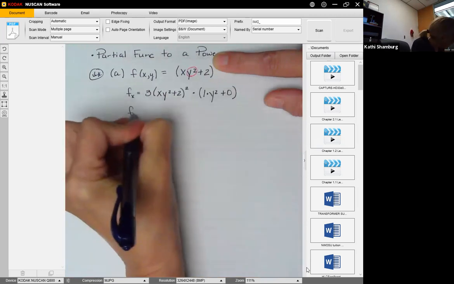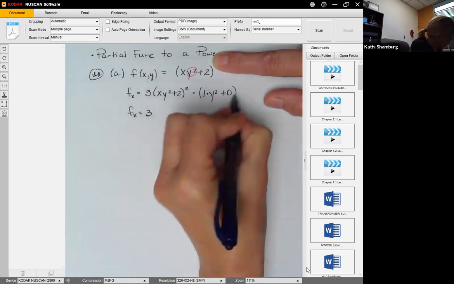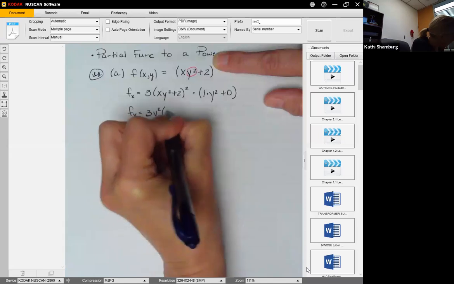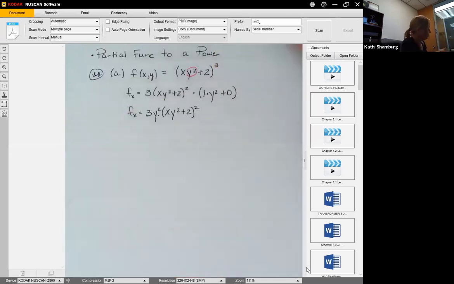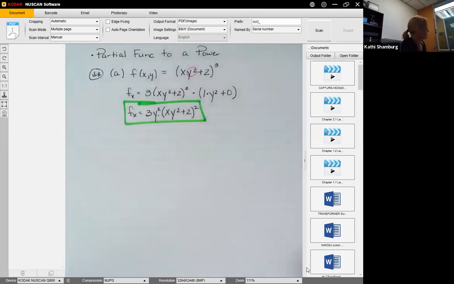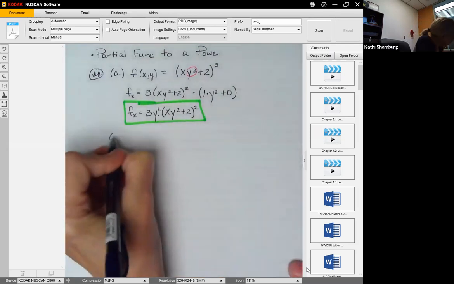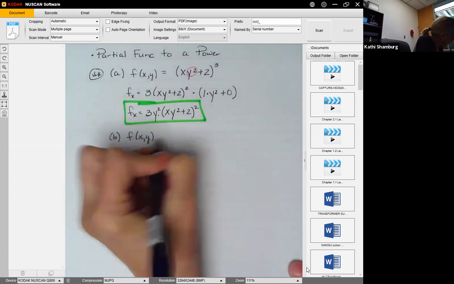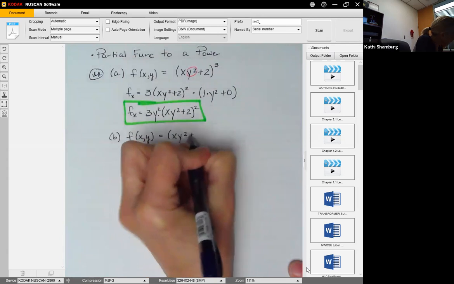So in cleaning it up, we have this 3. I'm going to simplify this to y squared and bring it out front. And then, of course, what's inside the parentheses, we leave alone. And there's our first derivative with respect to x. So we're going to do part B. So I'm going to rewrite the original function. And you guessed it, now we're going to do it with respect to y.